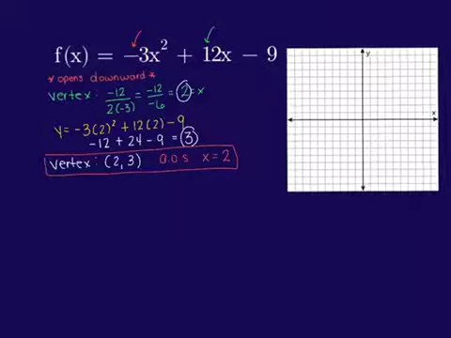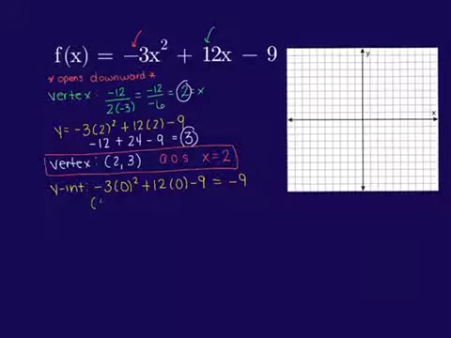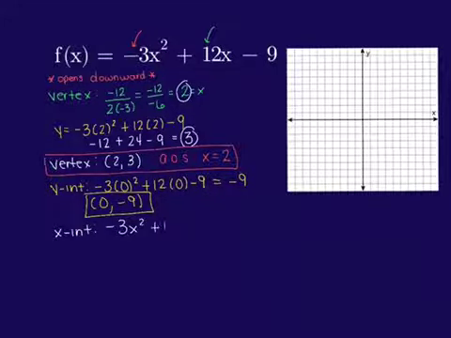And then we're going to move on to our y-intercept, which means we're just going to replace x with 0. So negative 3 times 0 squared plus 12 times 0 minus 9 is negative 9. So our y-intercept is at 0, negative 9. Then all we have left are the x-intercepts. So we're going to take our equation, negative 3x squared plus 12x minus 9, set it equal to 0, and then we're going to factor and solve.